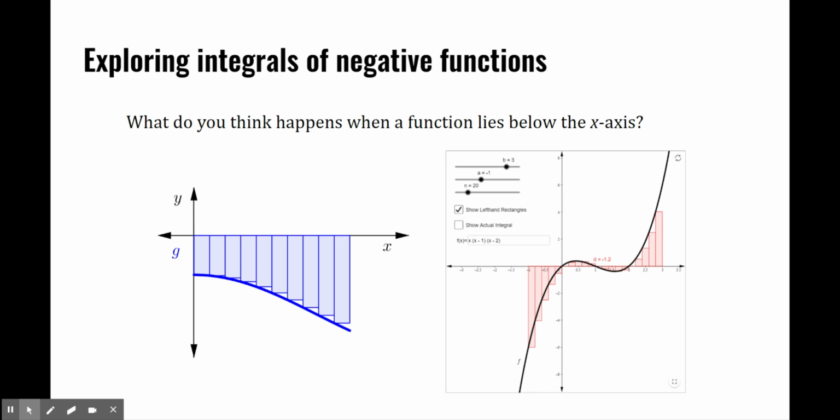At the end of the preceding lesson, we asked, what do you think happens when a function lies below the x-axis? What meaning could the definite integral have for a function like g, pictured here? You also had an opportunity to explore an example of such a function using the applet. You notice that when a function lies below the x-axis, we obtained a negative value for the definite integral.